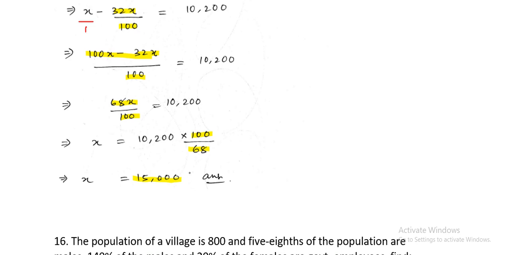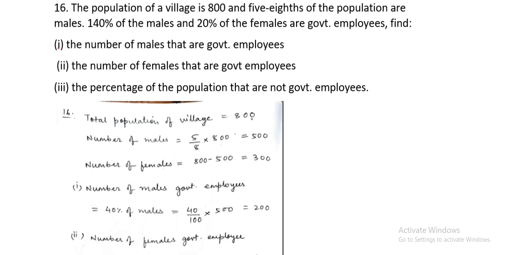Now let's see question number 16. What is there in question number 16? The population of a village is 800. So in a village there were 800 people. 5/8 of the population are males. So 5/8 are males, and sorry, it's not 140, it's actually 40%. So 40% of the males and 20% of the females are government employees.